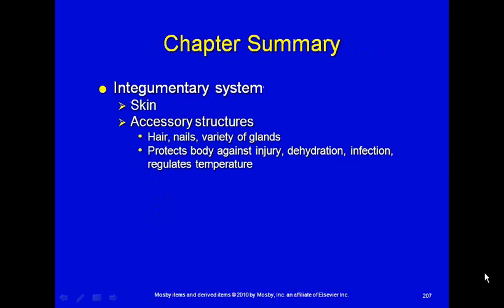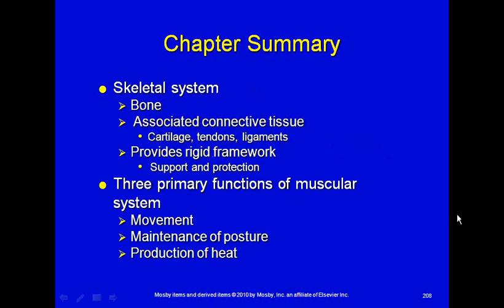We talked about how the integumentary system was skin, and that also includes the accessory structures within the skin: hair, nails, a variety of glands, sweat glands, sebaceous glands, and how the skin's responsible for protecting the body against injury, to prevent you from becoming dehydrated, to protect you from infection, and how the skin, through the release of sweat and the evaporation of that water, helps you dissipate heat, and how those sweat glands can shut down and not dissipate heat if you need to retain heat.